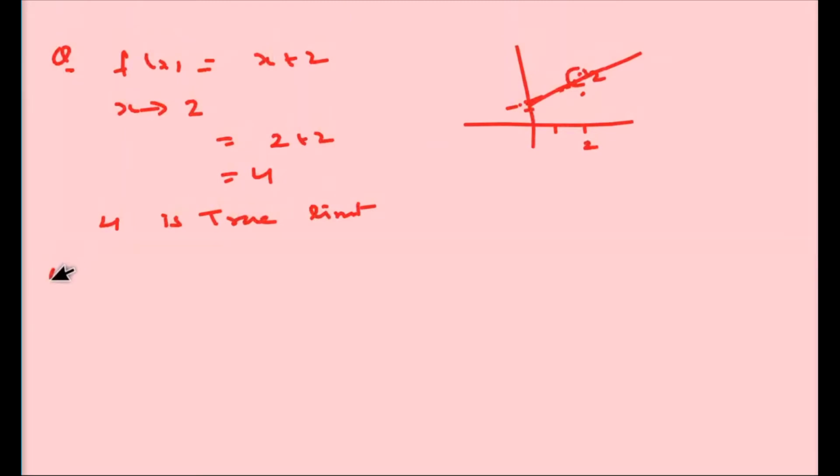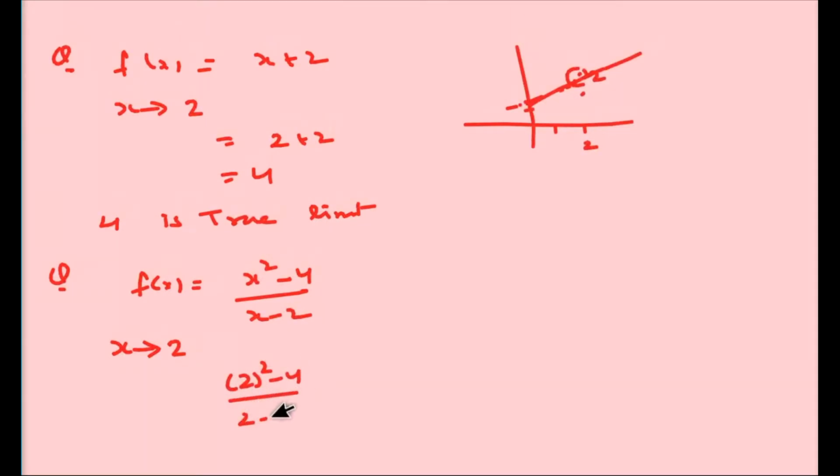Now take another question. If f(x) equal to x square minus 4 upon x minus 2, we want to find the limit as x tends towards 2. What can we see here? If we put in the value 2 directly, we get 2 square minus 4 upon 2 minus 2, which is 0 upon 0, and that is undetermined. It is an indeterminate value, or undefined.